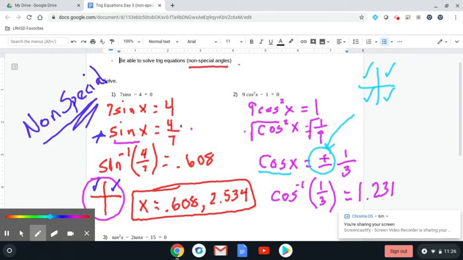Let me switch a color so answers don't get jumbled in with everything else. When you're solving for x, if we're just worried about quadrant 1 for right now, quadrant 1 is going to give me an answer of 1.231 because that's just my reference angle. Quadrant 2, I'm going to take pi and subtract 1.231, which is going to give me 1.911. In quadrant 3, I'm going to take pi and add 1.231 to it.